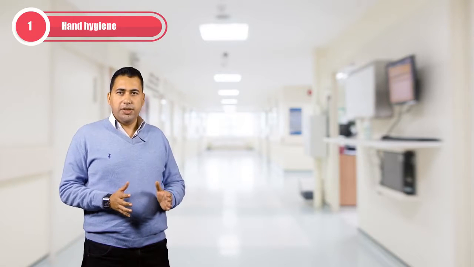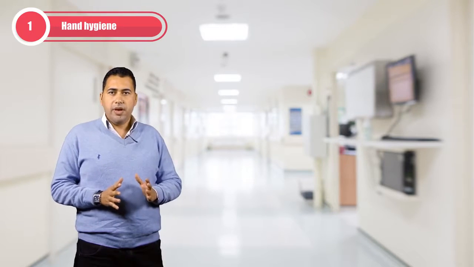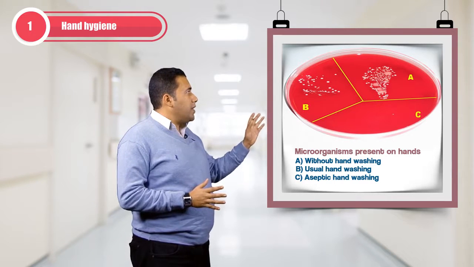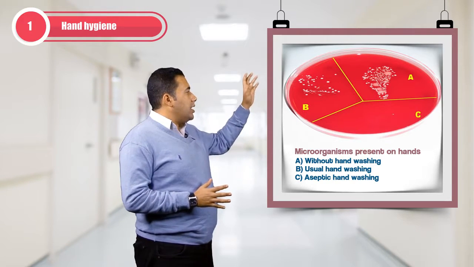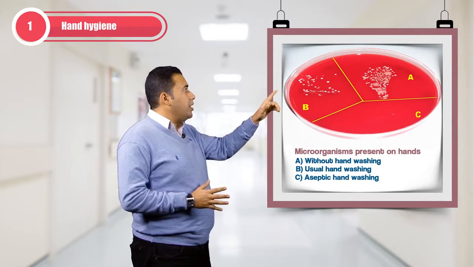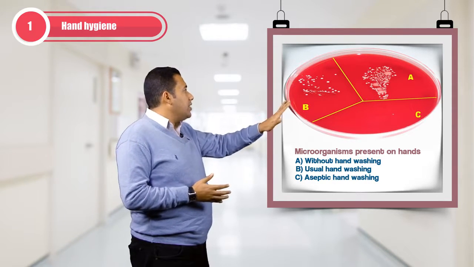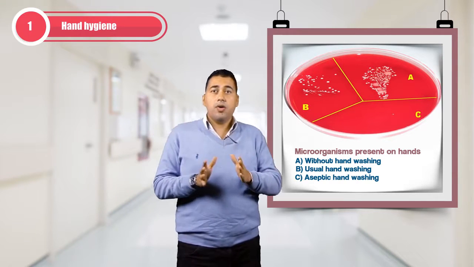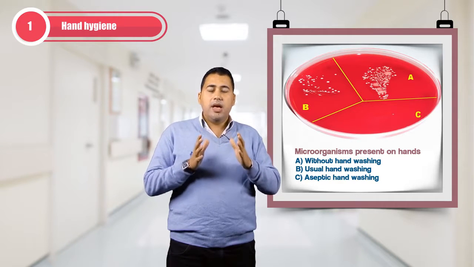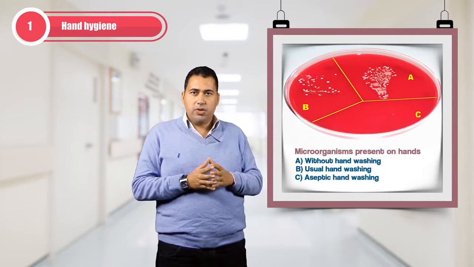First, hand hygiene. Hand hygiene is a very critical step in standard precautions for preventing infection. As we can see in this diagram, there are microorganisms in sector A from a hand that is not washed, and in sector B from hands that were just washed with soap and water. Finally, in C, there are no organisms because the hands were cleaned with an alcohol-based rub or fluid that can protect from transmission of infection.